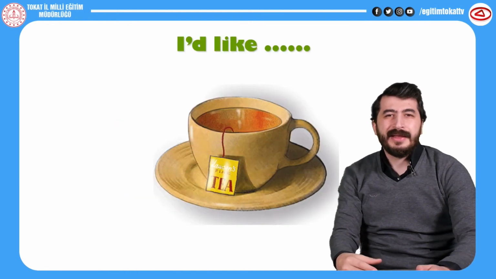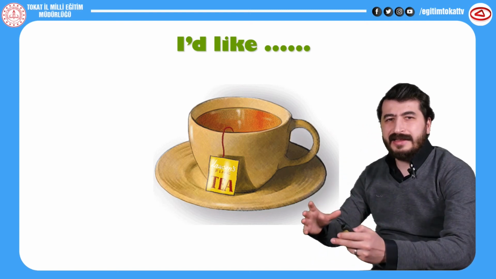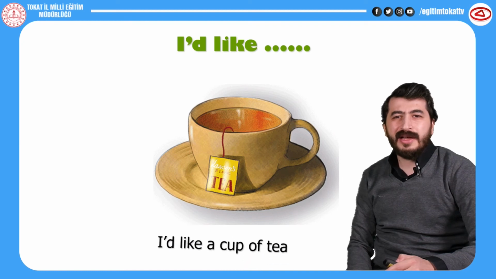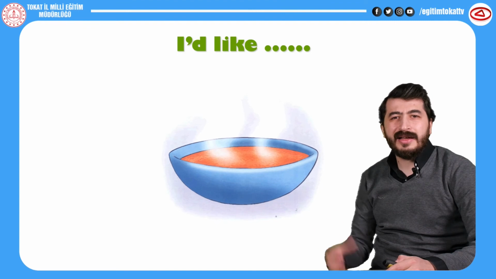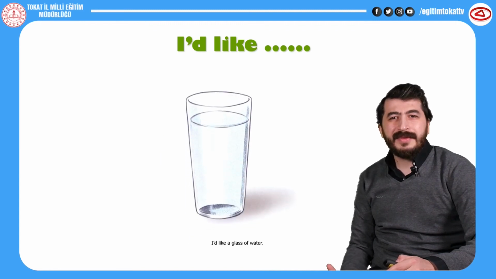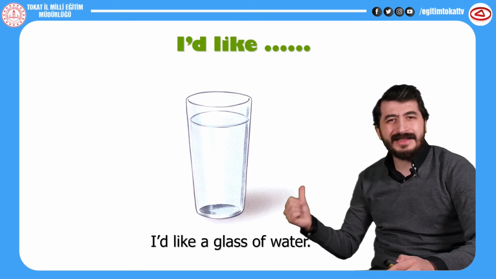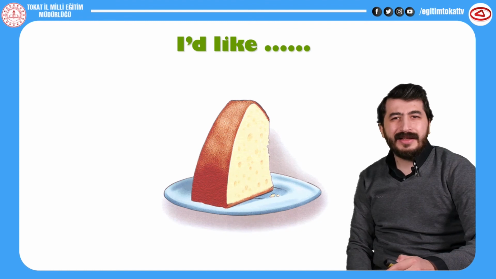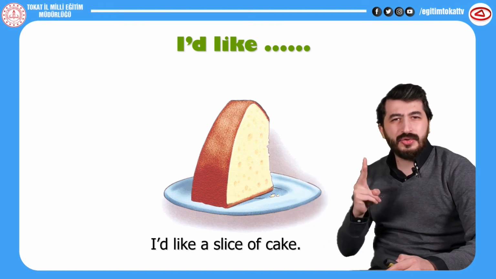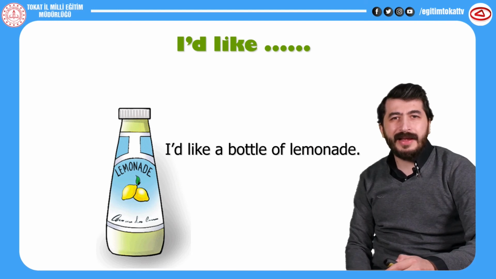And I would like, what? How can we say this in a cafe? Think that you sit at a table in the cafe, and you say, I would like a cup of tea. I would like a bowl of soup. I would like a glass of water. If it is two, how can you say? 2 glasses of water. I would like a slice of cake. A slice of, a piece of, a slice of. 2 slices of cake. A bottle. I would like a bottle of lemonade.